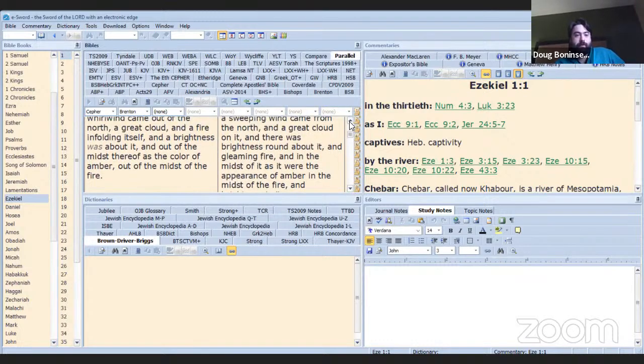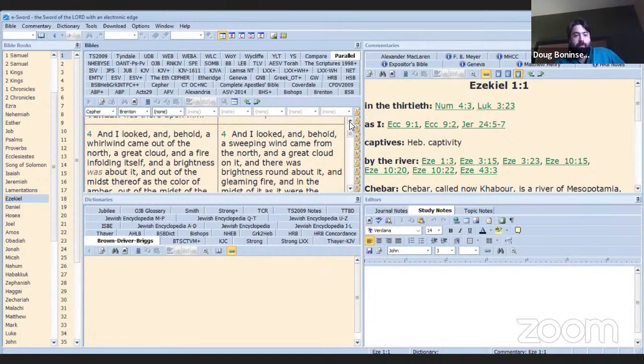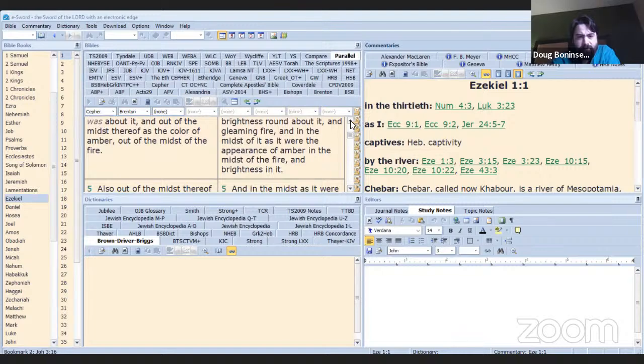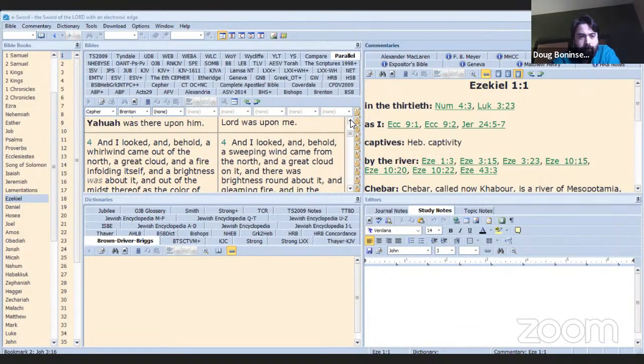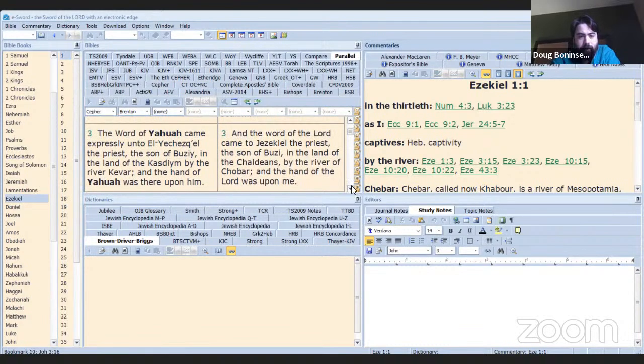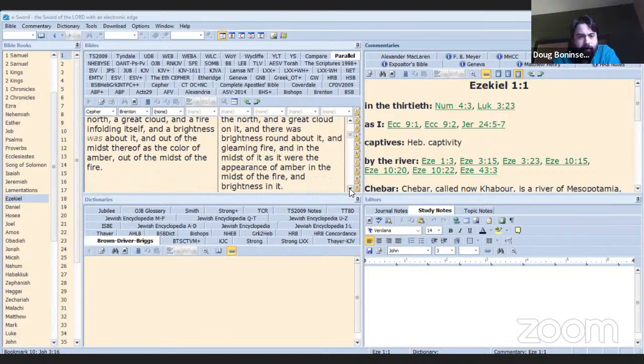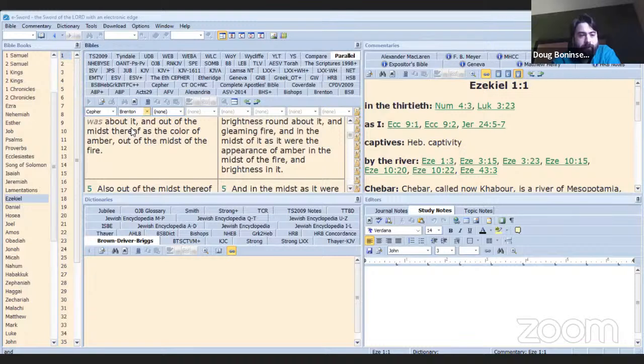So let me see here. Okay, so what did I have written down as a difference there? Oh, molten bronze. Okay. Interesting. I might have to take that one back, because let me see here. Maybe I need to use a different version of LXX here. Hold on a second.